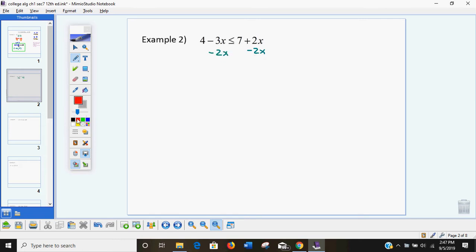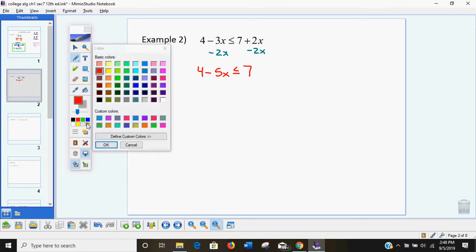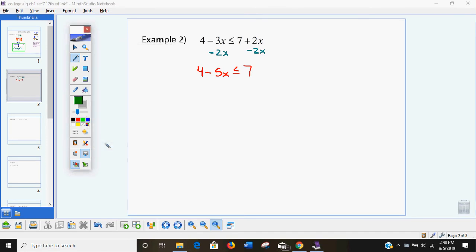So now I'm going to have 4 minus 5x is less than or equal to 7. I don't flip the sign because I didn't multiply or divide, okay? Now let's take the next step. I'm going to move my numbers to the right. So if it's a positive 4 here, I'm going to subtract 4 from both sides, and I end up with negative 5x is less than or equal to 3.